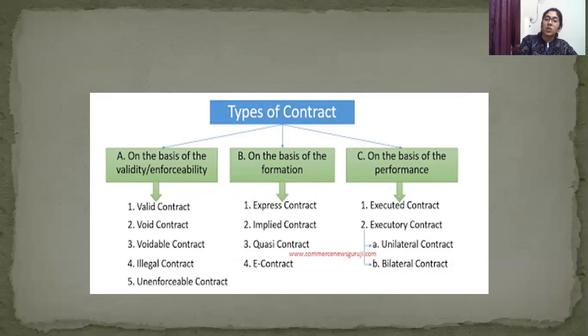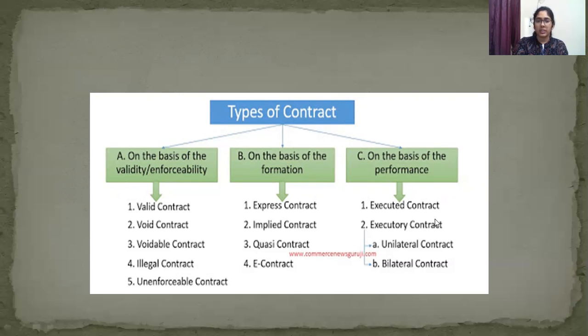Talking about the third part, on the basis of performance: executed contract, executory contract, unilateral contract, and bilateral contract. Again, on the basis of performance, it's hardly asked. So the only thing that you have to consider is on the basis of validity and enforcement and on the basis of formation. You have to keep in mind these two aspects only for the law entrance examination purpose. Otherwise, if you're keen to know about these types of contract, you can read about them.